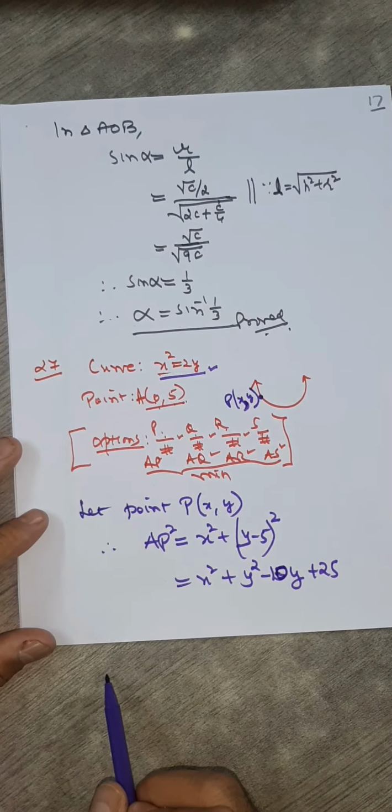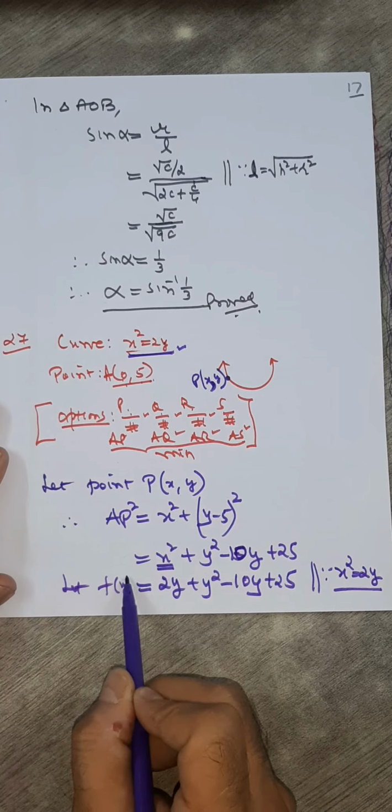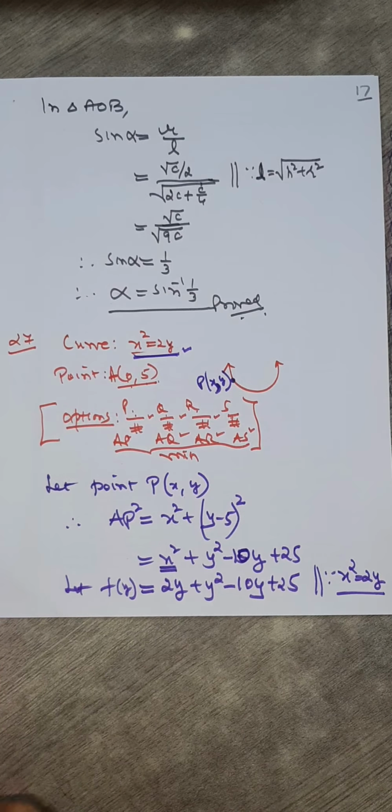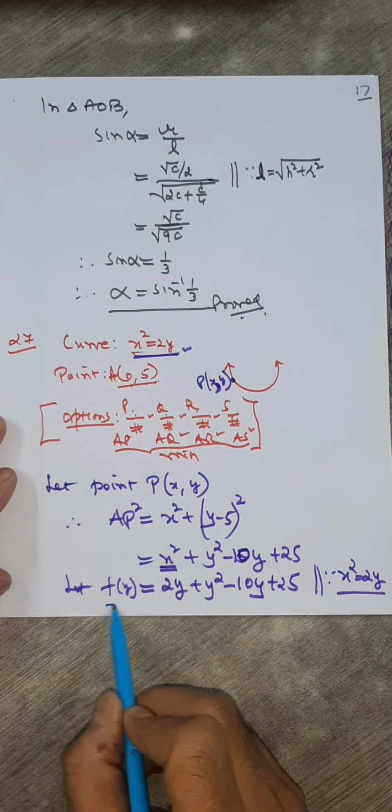So what you need to do, you can just put the value of x squared. So what is x squared? Here 2y plus y squared minus 10y plus 25. Okay, you can see it is purely in variable y. What you have used: the point is on the parabola, so it satisfies the equation. So I have placed x squared equals 2y. Now I'll take this as f of y. This is a square, remember. So it will be free from the square root. So it's easy to handle.